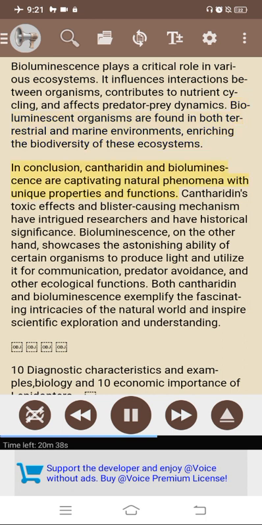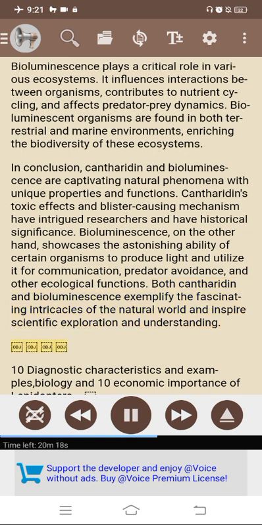In conclusion, cantharidin and bioluminescence are captivating natural phenomena with unique properties and functions. Cantharidin's toxic effects and blister-causing mechanism have intrigued researchers and have historical significance. Bioluminescence, on the other hand, showcases the astonishing ability of certain organisms to produce light and utilize it for communication, predator avoidance, and other ecological functions. Both cantharidin and bioluminescence exemplify the fascinating intricacies of the natural world and inspire scientific exploration and understanding.